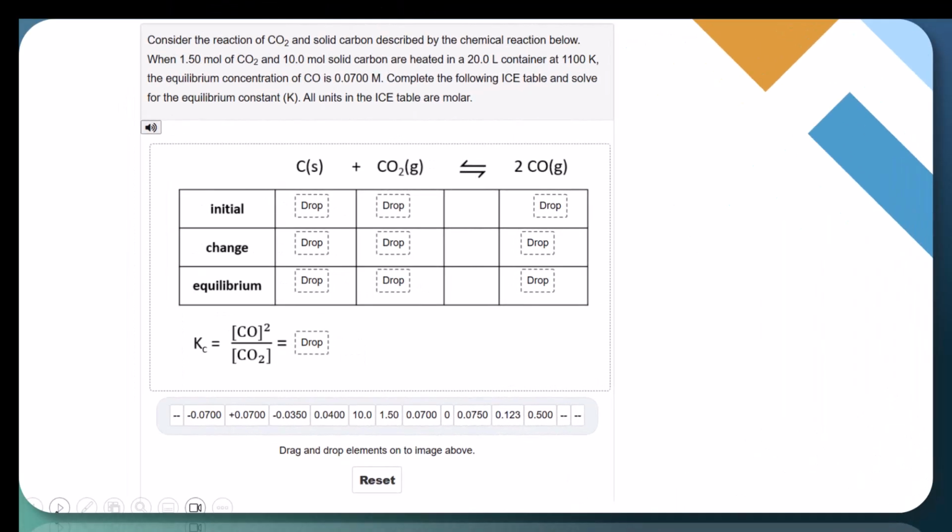One of the other things that Carl developed in OpenOChem was also a drag and drop feature. He made it very easy so that you could either draw a diagram directly in OpenOChem, or you can import a diagram. And so in this case, I imported a diagram of an ICE table, and I wanted to simulate students completing an equilibrium ICE table and then coming up with the equilibrium constant.